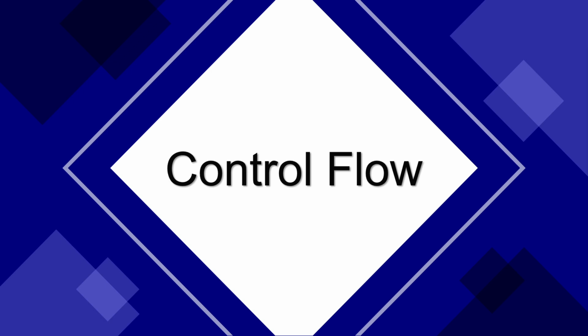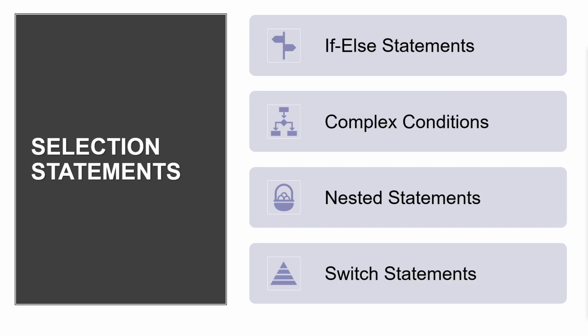In this video, we're going to discuss control flow and how it relates to C#. We're going to cover several topics to show how to use control flow in a couple different situations. We're first going to discuss if-else statements, then we're going to talk about complex conditions, nested statements, and finally, switch statements.